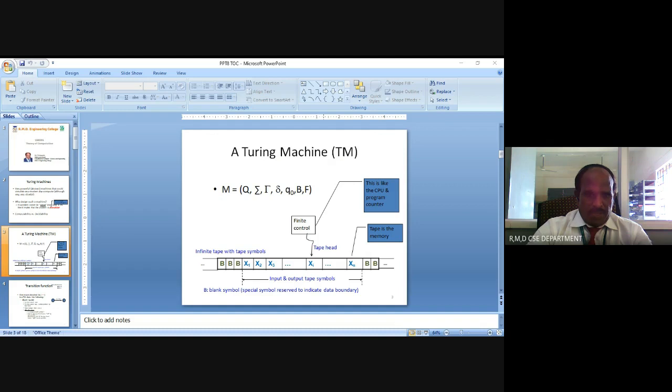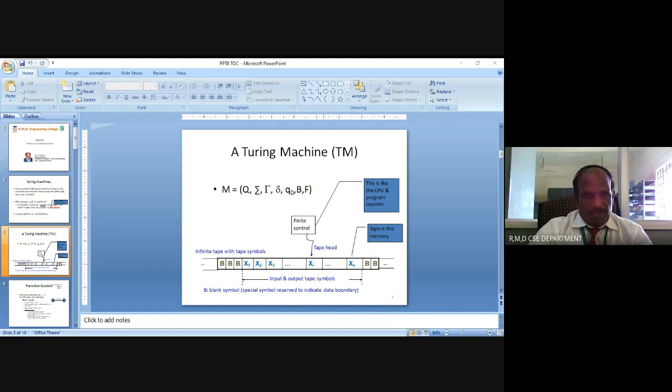Let us see that it's an infinite tape. The left-hand side and right-hand side are infinite. The B indicates the blanks. The X1, X2, X3 are the input symbols. Here we have a finite control, which is the CPU of the Turing machine and controls the overall Turing machine. It has the read-write head. It can read one symbol at a time, write one symbol at a time, and move to either the left-hand side or the right-hand side, depending on the finite control.